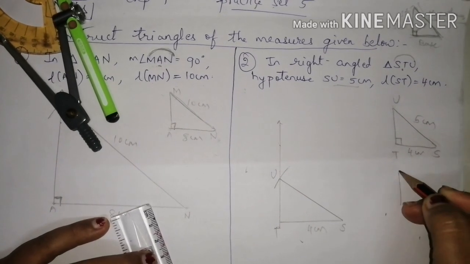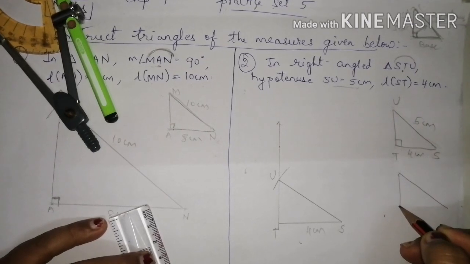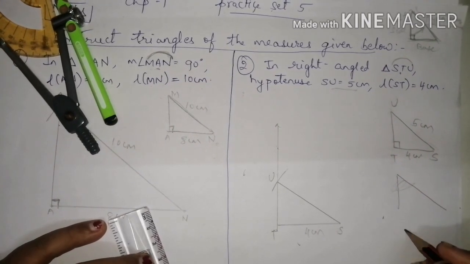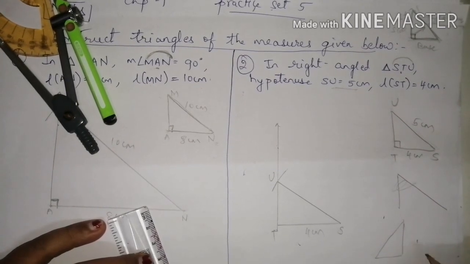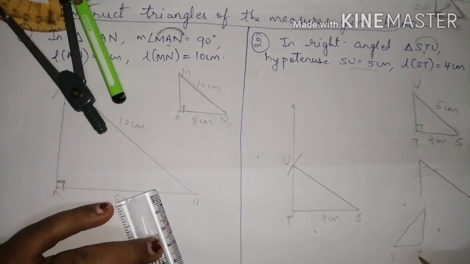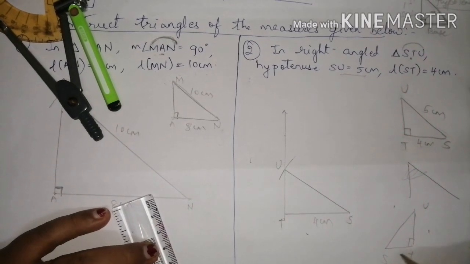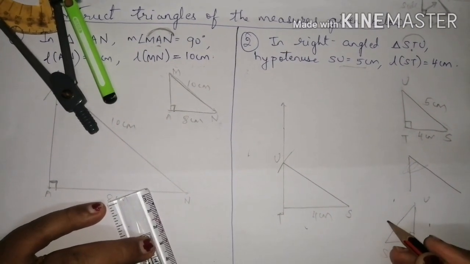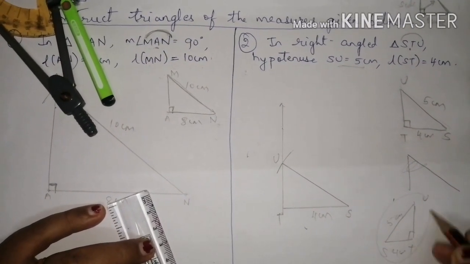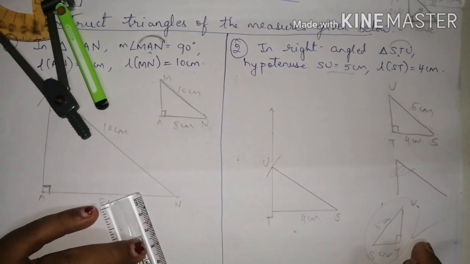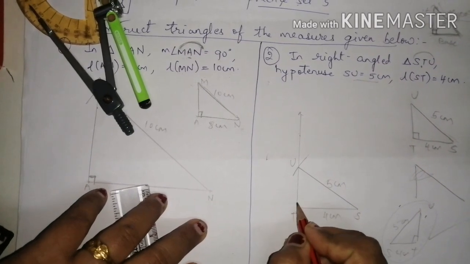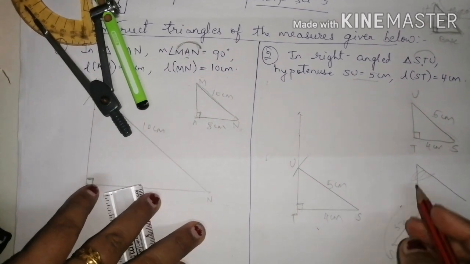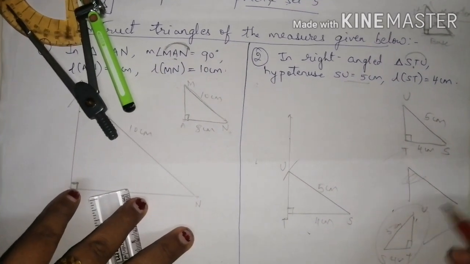Even you can construct a triangle like this also. See, I'm just telling you STU. So T was 90, ST 4 centimeter, and SU was 5 centimeter. You can construct in this way also. So let's SU 5 centimeter, just name it. T was 90 degree. Okay, anyhow, any one way.